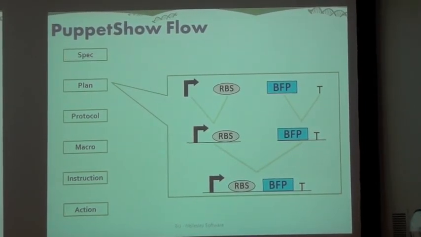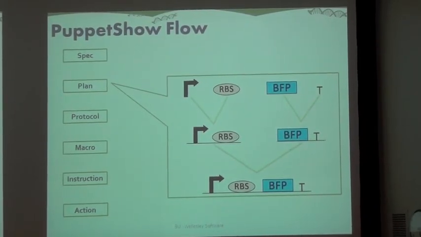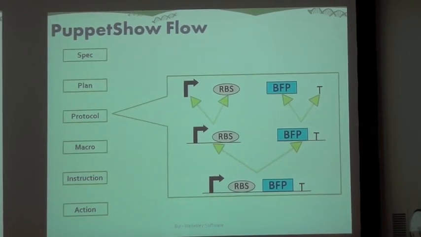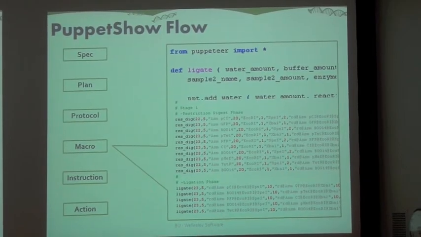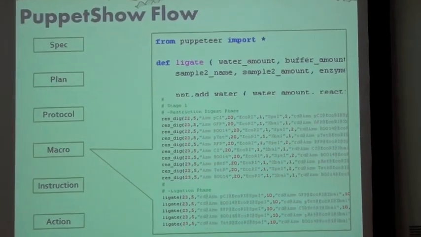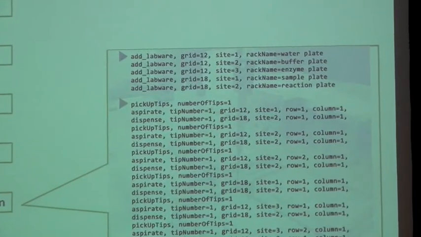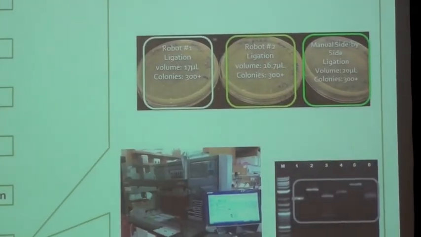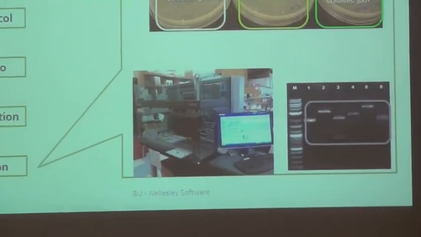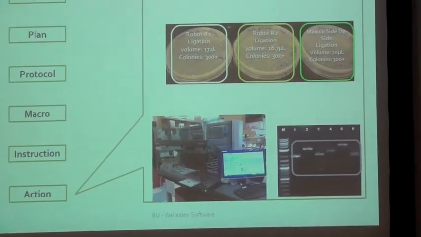And using the Clotho API, we come up with an optimal plan for assembling all of these different parts. Then this plan is translated into a set of protocols. These are your ligations or your restriction digests. And these correspond to a set of Puppeteer code for each of the protocols, which is then compiled by our Puppeteer compiler and eventually sent to the vendor-specific software for our liquid handling robot.